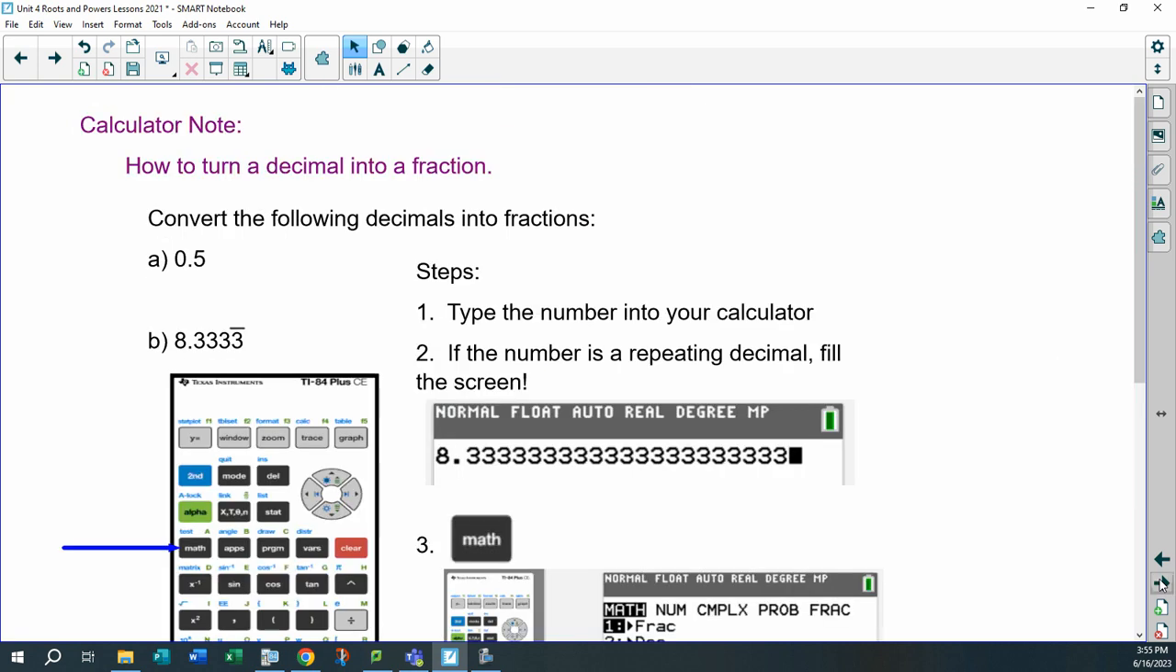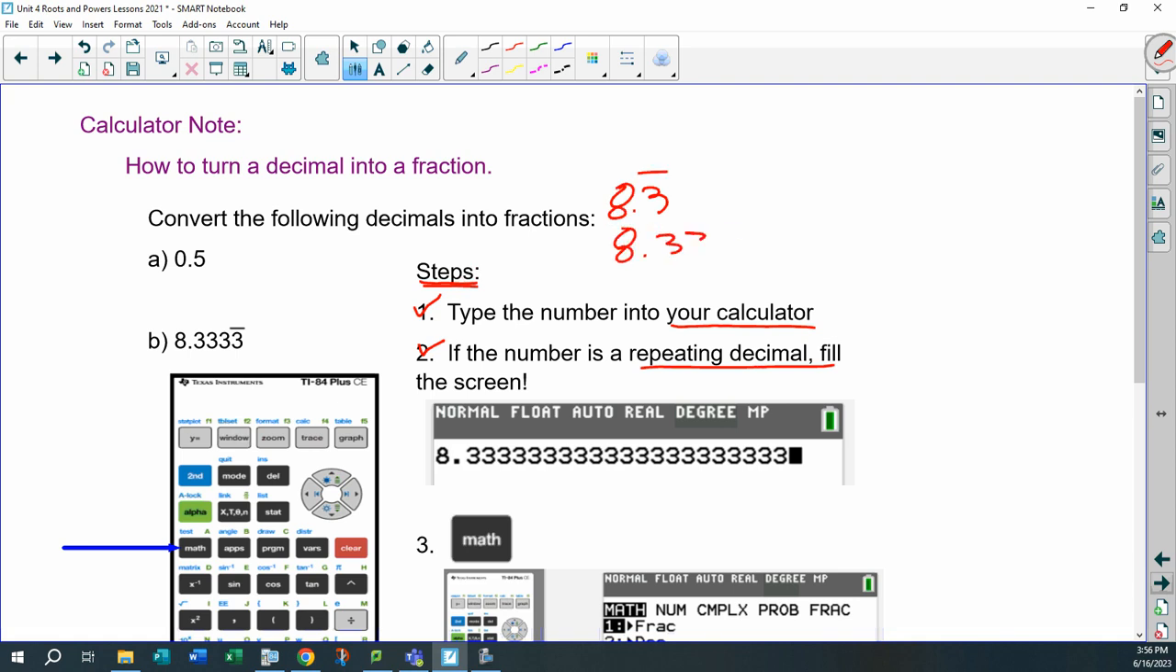Okay, first, let's do this calculator note. Okay, convert this into a decimal. Let me show you how it works. Steps, right here. Step 1, put the number in your calculator. Duh, no kidding. Okay, number 2, if the number is repeating, fill the screen. So if it's something like 8.3, if your number is 8.3, repeating, put down 8.3333.